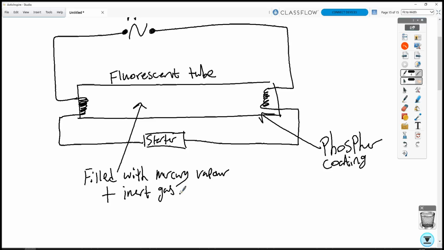Now there are versions of it that do emit UV. And if you look at the UV tubes, they're transparent. Because they're the same thing, just lacking the phosphor coating.